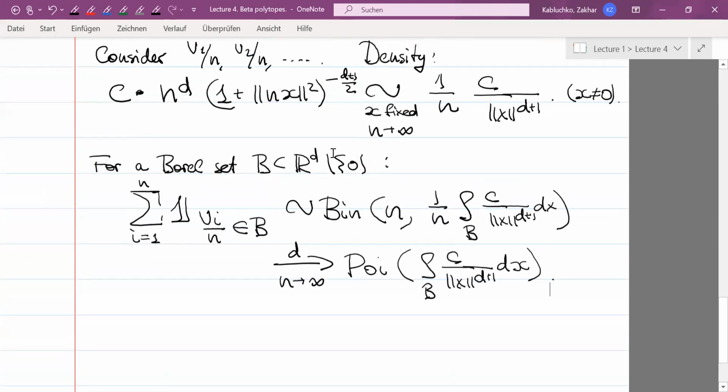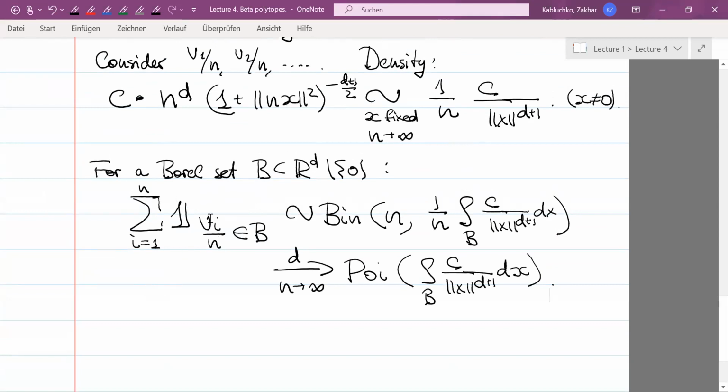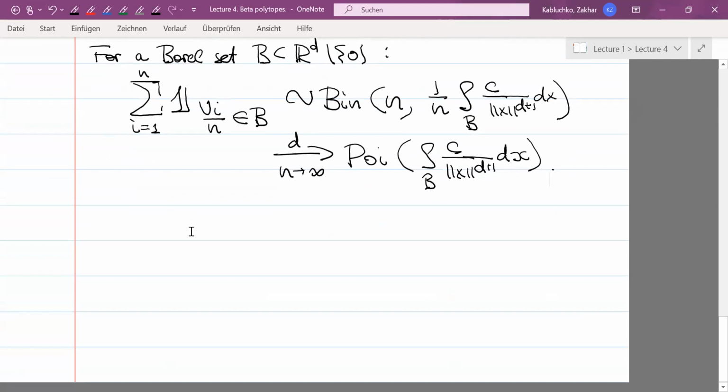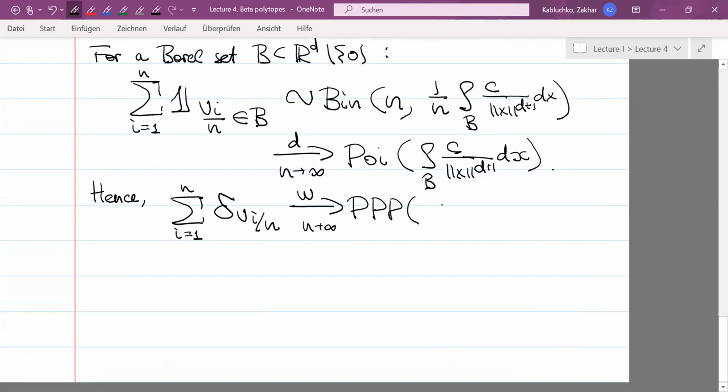So our process, or the set of the points V_i divided by n, i from 1 to n, viewed as a point process, converges to a Poisson process. One can more generally prove that the sequence of points V_i over n, if we view it as a point process, converges weakly as n to infinity to the Poisson point process with intensity given by that function on R^d without 0.